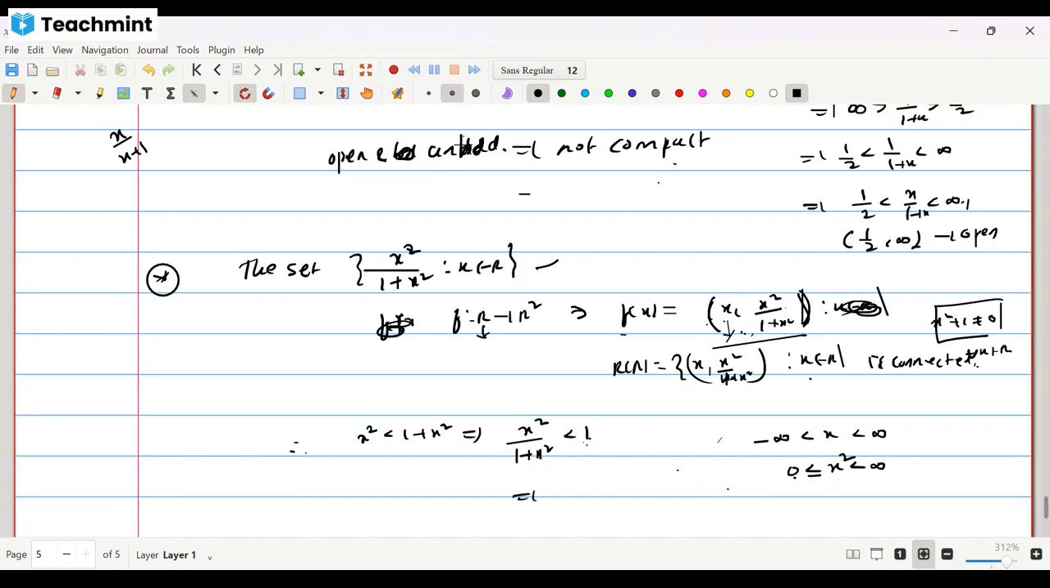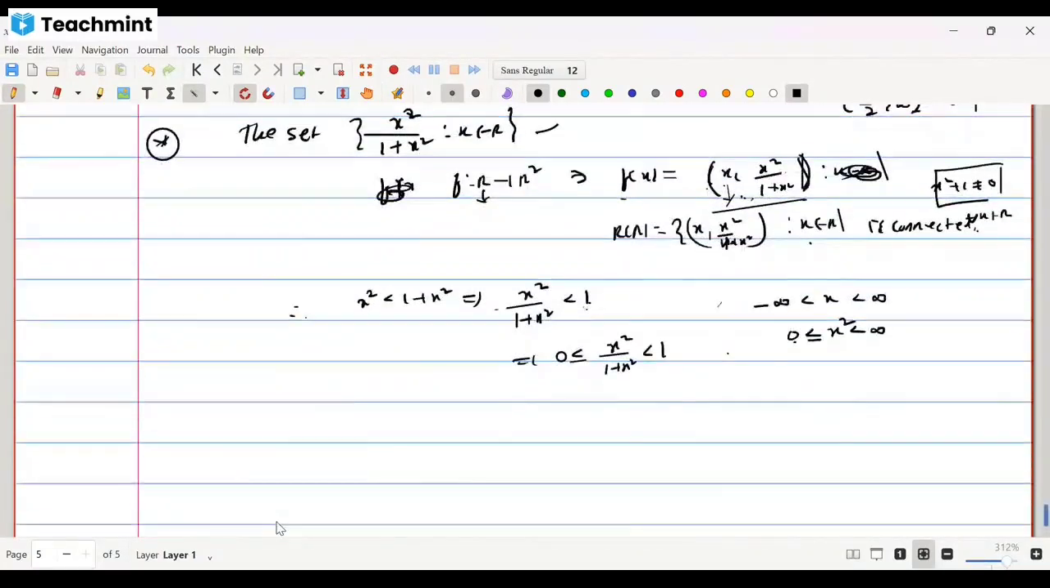Therefore, when x is equal to 0, it takes 0. Therefore this function lies between 0 is less than or equal to x square by 1 plus x square, which is less than 1 for every x belongs to R. Therefore which is nothing but closed 0, open 1. So which is an interval, right? So which is an interval, which implies it is connected, but it is not closed.